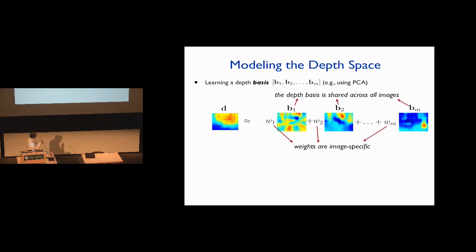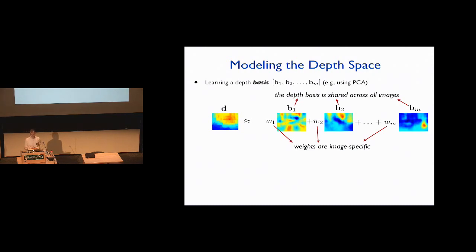Now, once we have learned these bases, then we can express any arbitrary depth map in terms of a linear combination of them. So essentially, we summarize the entire depth map into m numbers, these particular coefficients that obviously vary from image to image. Okay, so the depth bases remain constant, they are learned once and for all, and then the only thing that changes from image to image is the linear combination, the linear coefficients, the mixing weights.